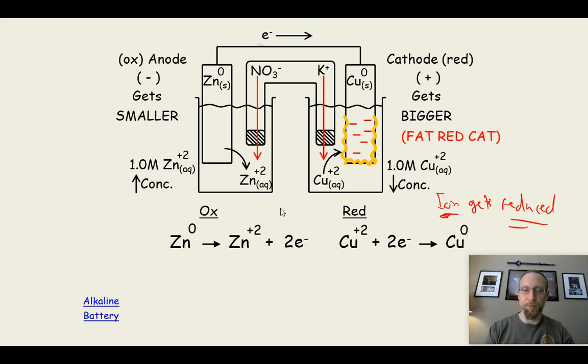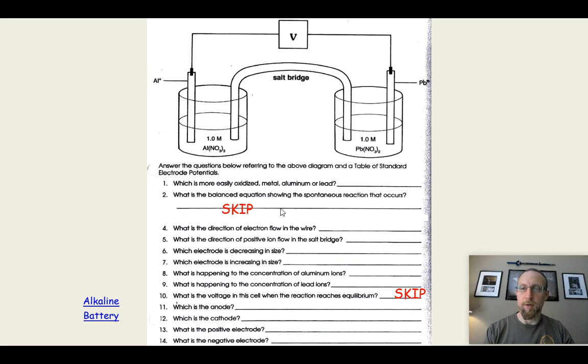Let's give this a whirl. Take a look at this activity sheet that's attached to the lesson. You can skip numbers 2 and 10. Pause the video, try and go through and answer these questions. You might want to label the anode and the cathode, who's oxidized, who's reduced, and the direction of electron flow in the diagram, and then use that information to answer the questions. All right, so take a second, use table J, try this out, and then unpause it, and we'll go over the worksheet.